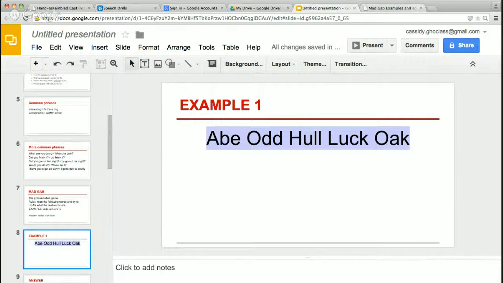Let's try the first one. The best way to play this is to have one person read it and the other person try to listen. So, Rio, will you read these words and then Anton try to hear what he's really saying? Okay. Adult full back ok. Well, this is Abe. Actually, repeat after me and then try to say them for Abe. Odd. Hole. Luck. Oak. Now repeat those words again. Abe, odd, hole, luck, oak.